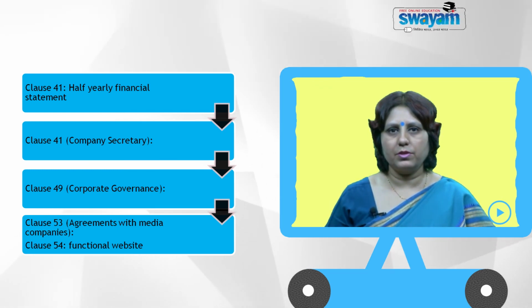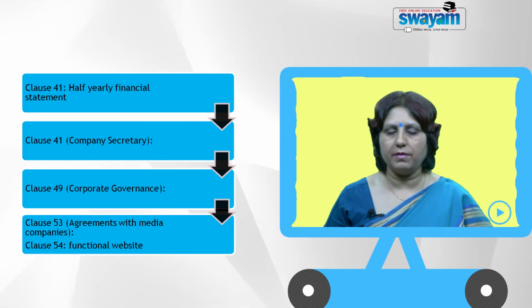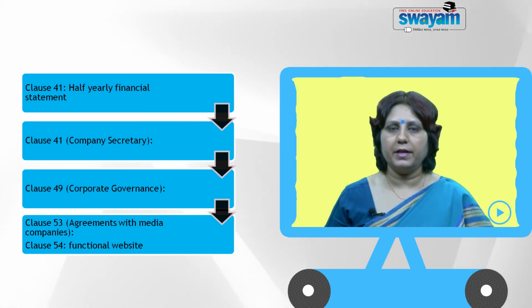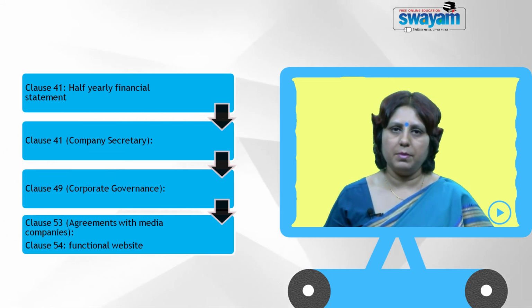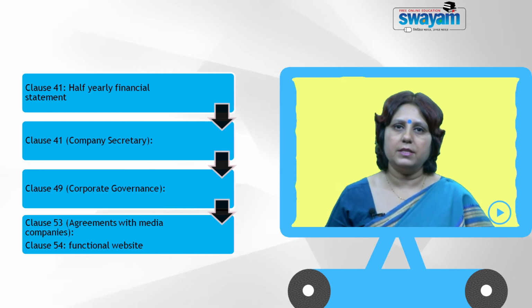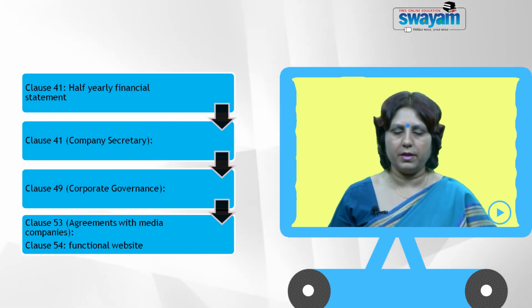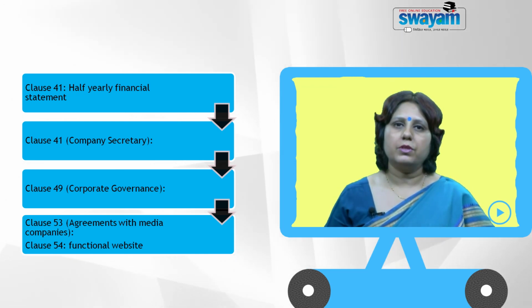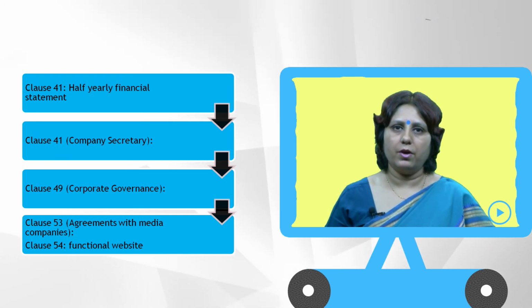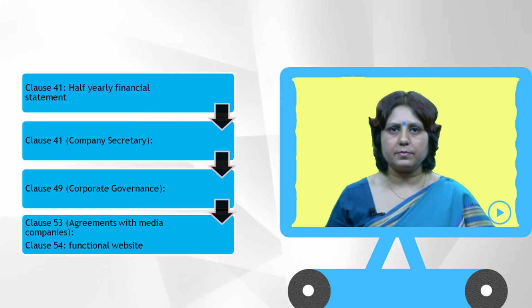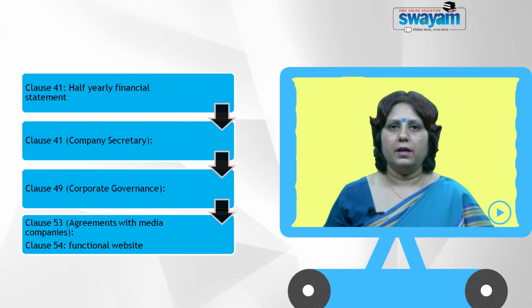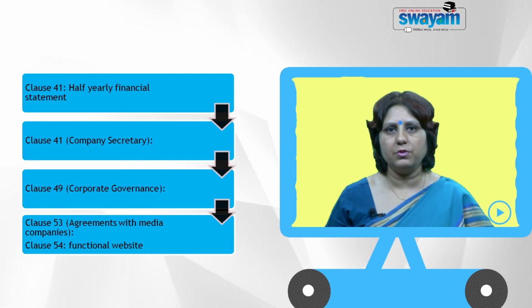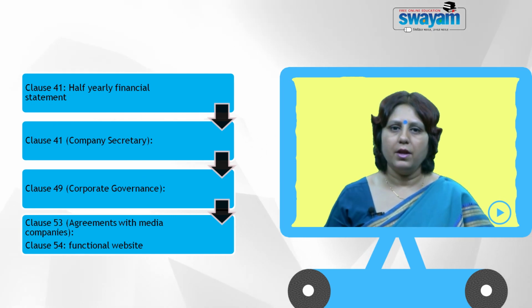And then clause 54 says that a company should have a functional website giving the shareholding pattern, the operations of the company, the business of the company, the board of directors of the company, and annual reports, including the last published annual reports. All such details should be available for the investors on the functional website, so that before applying for allotment of securities, they can look into the website of the company to make an informed decision whether they should invest in the securities of this particular company or not.